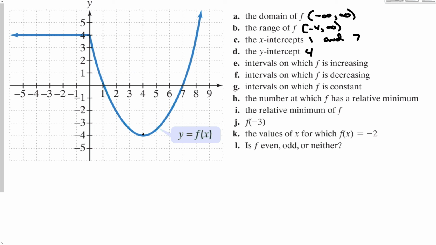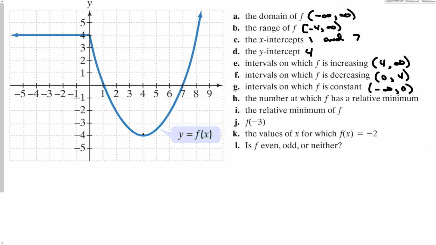Now here's what we did in this section. Increasing, decreasing, constant. Where is this function increasing? We're going to look at the x values. We're going to let the y values tell us whether the function is going down or going up, and I can clearly see it's going up over here. Only with parentheses, never with brackets. This function is increasing from 4 to infinity. This function is decreasing from 0 to 4, and it is constant from negative infinity to 0.